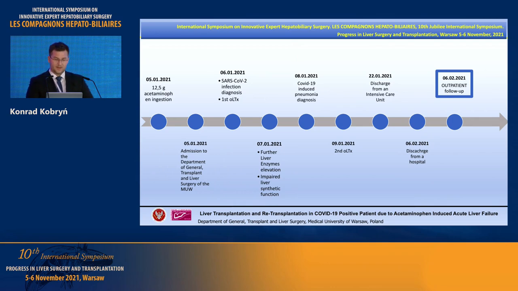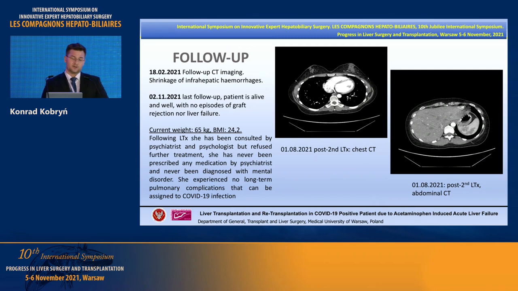So after discharge, we have her in follow-up in our outpatient clinic. She had a CT performed on the 18th, 2 weeks after discharge, which basically showed the reduction of inflammatory changes and proper liver function as well. Now, we followed her up on the 2nd of November this year. She's doing all well. Current weight is 65, so that's 10 kilos less, with a BMI of 24. We have a little bit of trouble with her concerning her compliance. She refused psychiatric care afterwards, but her liver parameters are very satisfactory, and basically she doesn't have any post-COVID symptoms.